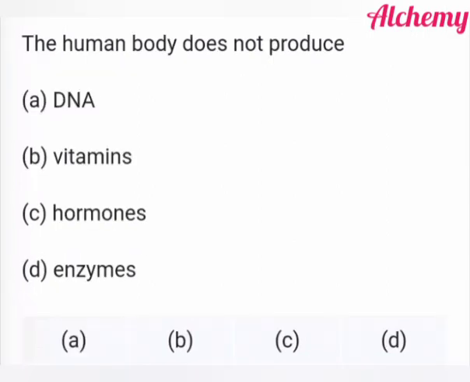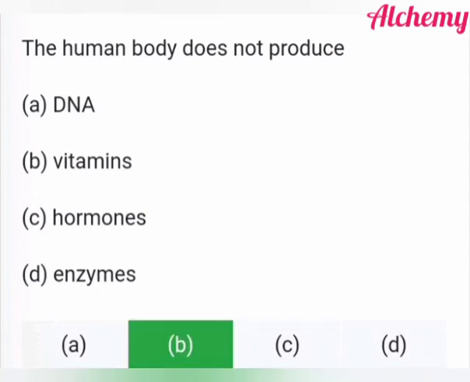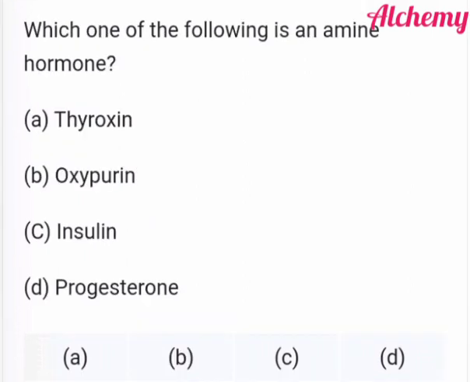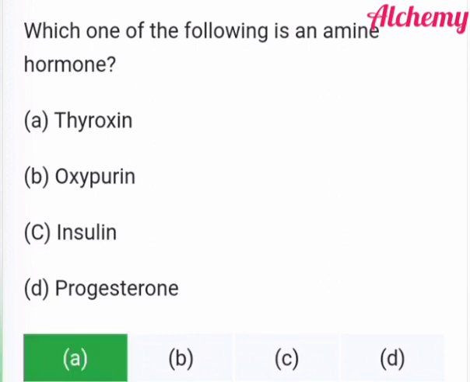Next question, human body does not produce. Options are DNA, vitamins, hormones and enzymes. The correct answer is option B, vitamins. Next question, which one of the following is an amine hormone? Options are thyroxine, oxytocin, insulin and progesterone. The correct answer is option A, thyroxine.